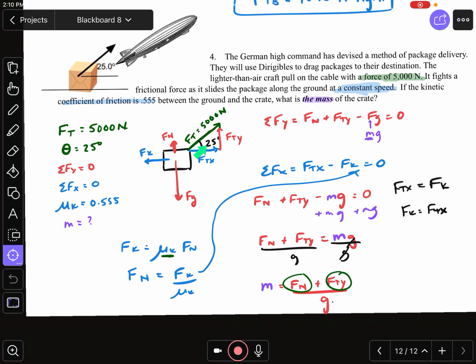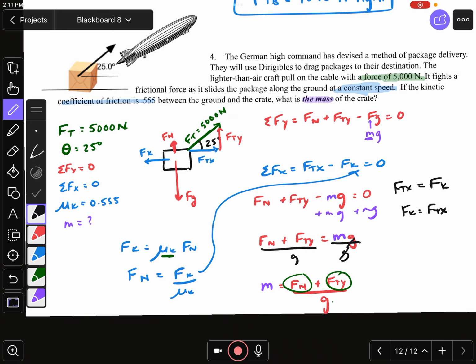Can I find Ftx? Well, I have that the angle is 25, and I have the hypotenuse of this triangle is 5,000. So yeah, I have Ftx as my opposite side. So Fk, since it's equal to Ftx, will equal the hypotenuse, Ft, times cosine of theta. Ft is 5,000 newtons times cosine of 25 degrees.